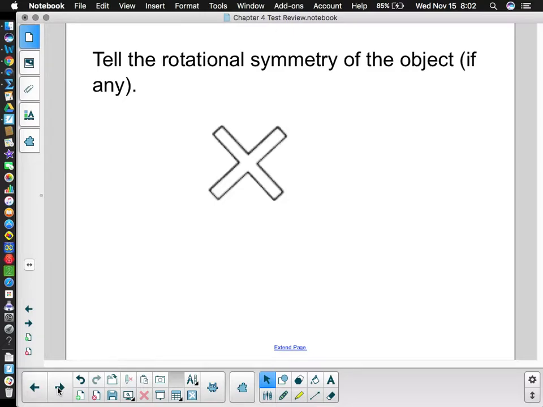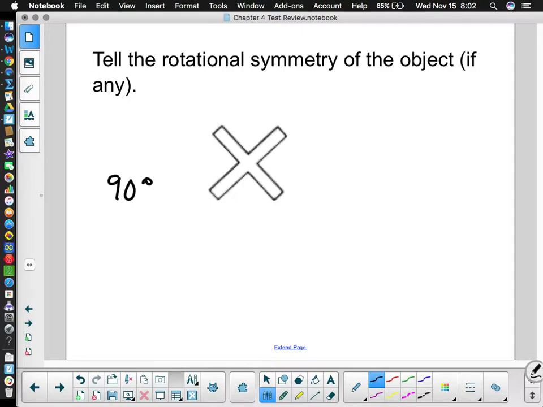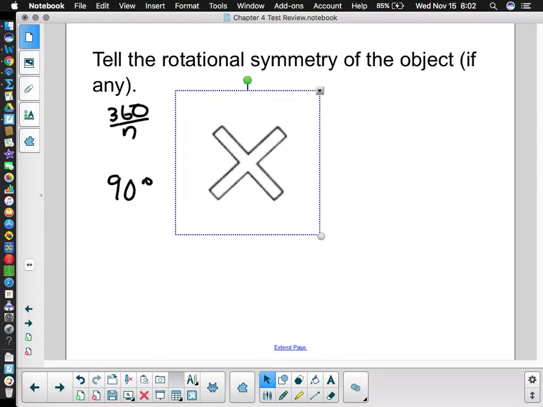Rotational symmetry. Not line symmetry, but rotational symmetry. There's line symmetry here too, all sorts of it. What's the rotational symmetry? How many times does the pattern repeat? 4 times. So how many degrees for every repetition? 90 degrees, because it's 360 divided by the number of repetitions. Think about it.